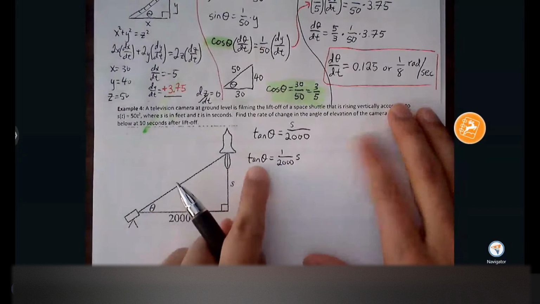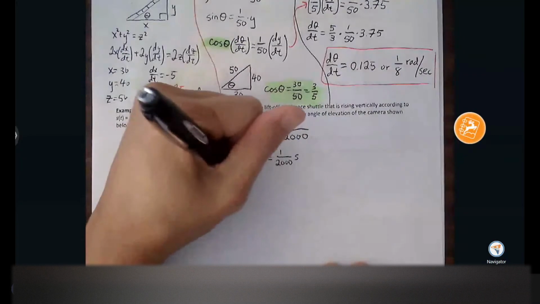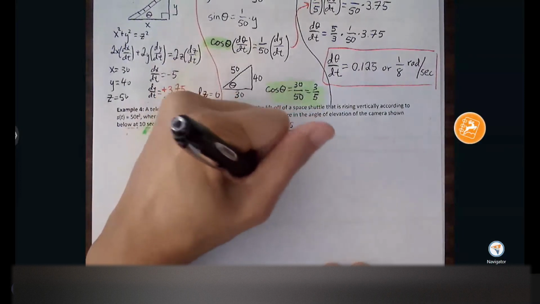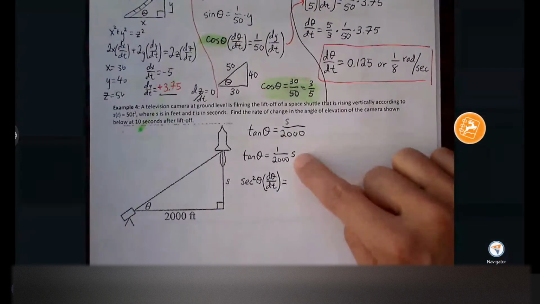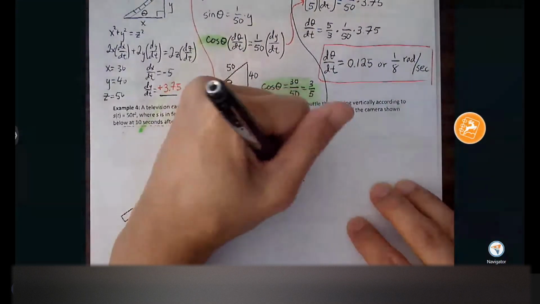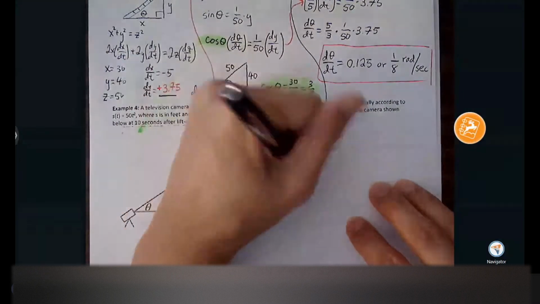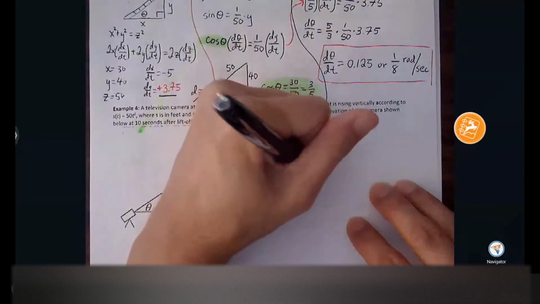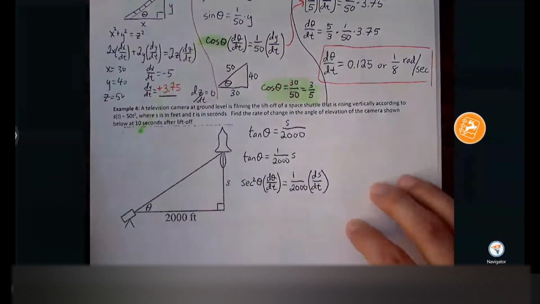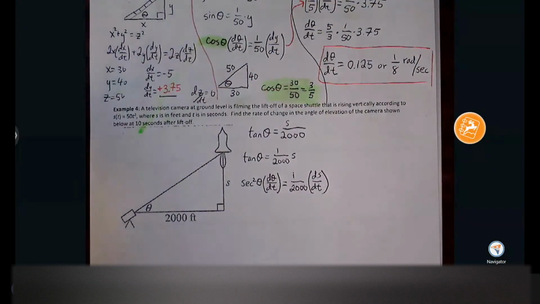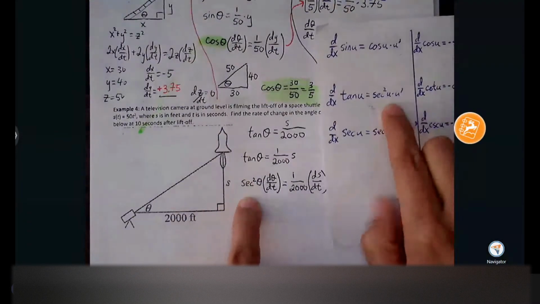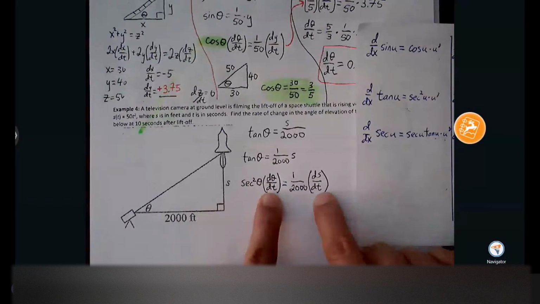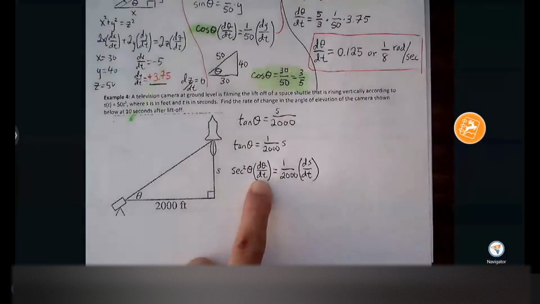Okay, derivative, tangent becomes secant squared. One over 2000 stays. S becomes ds dt. All right, we'll just find the derivative of tangent, right? So tangent's derivative is secant squared. Both theta and S will produce a time component.